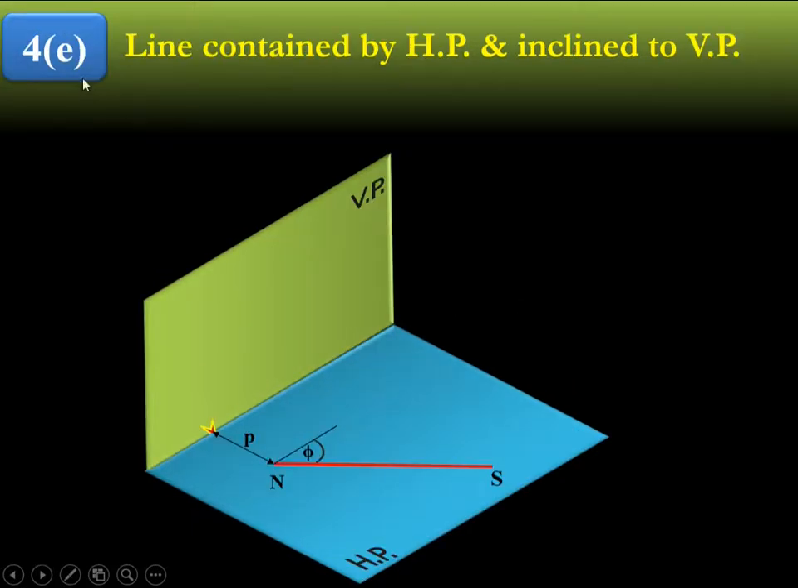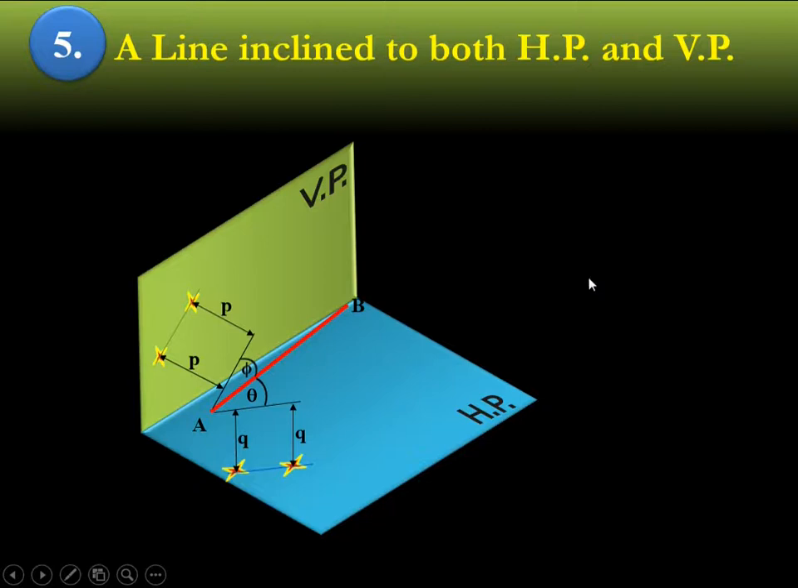Now let us see the fifth subdivision under the fourth category, line contained by horizontal plane and inclined to the vertical plane. Here we can see the pictorial representation of a line capital NS which is contained by horizontal plane and inclined to the vertical plane. From this diagram we can understand that the above distance between the line capital NS and the horizontal plane is 0.